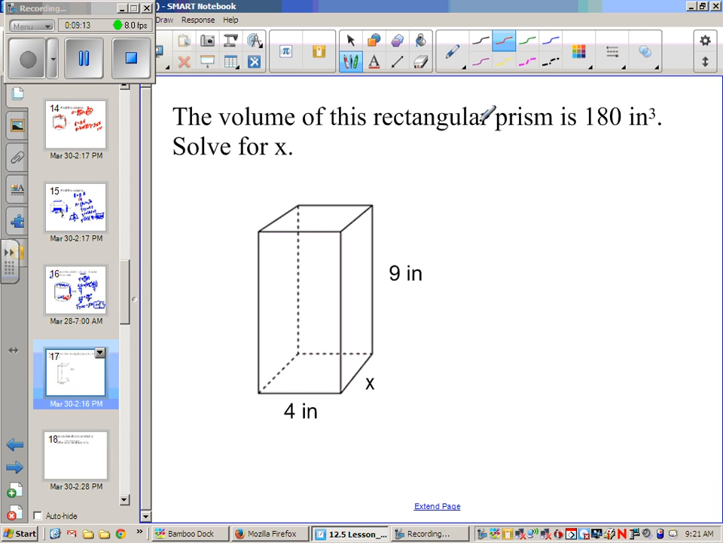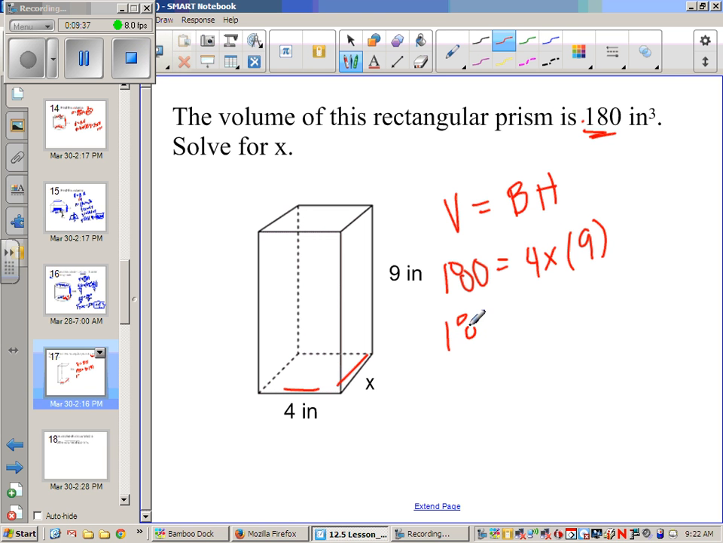And this one's kind of the same idea. It says the volume again is 180. Solve for x. So volume equals big B times h. I know my volume is 180. See if you can plug in the rest of this. The base shape of this is a rectangle, so the base would be 4x because it's 4 times x, and then the height is 9.